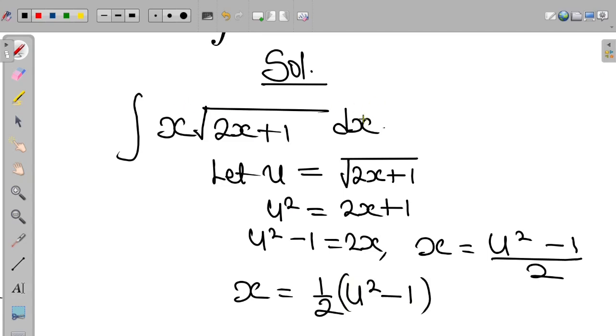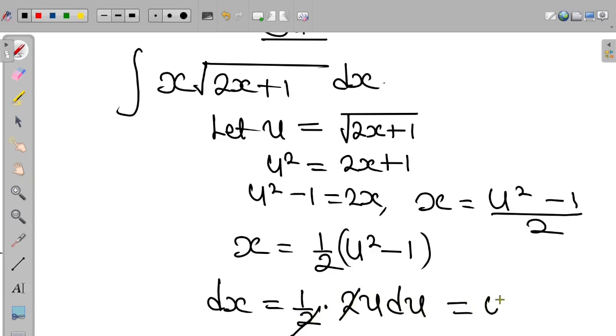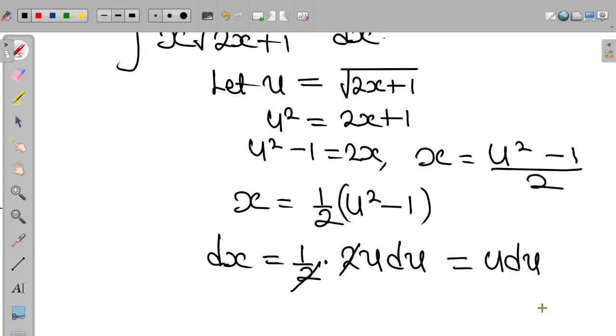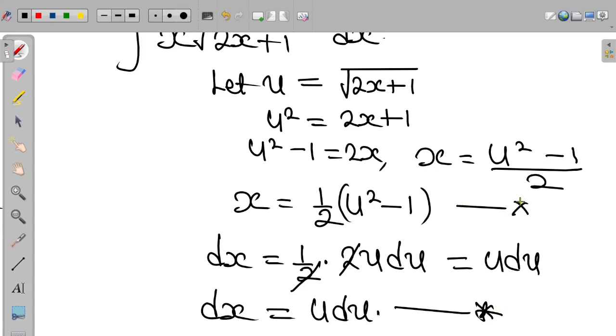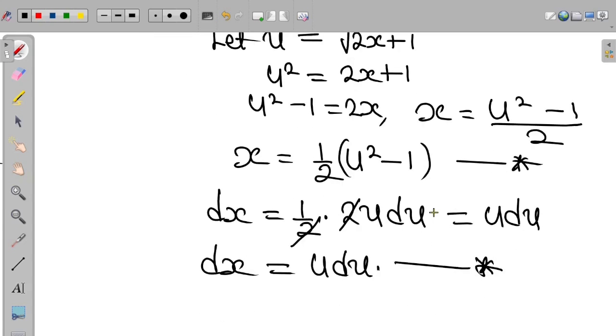Let us obtain the expression for dx. Now, if we differentiate this with respect to u, this becomes 1 divided by 2 multiplied by 2u du. And 2 can cancel out 2. We are left with u du. So therefore, dx is equal to u du. So we have the value of x and we have the value of dx. Let us substitute these values into the integral given to us.